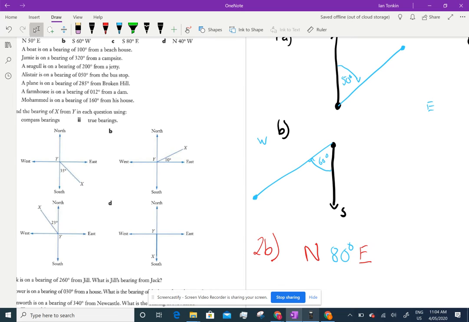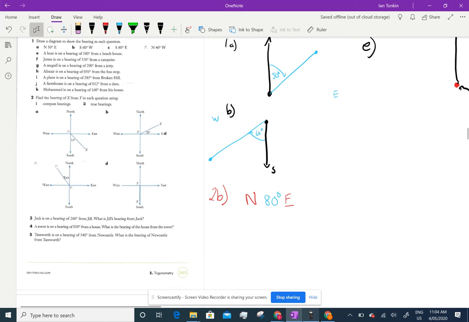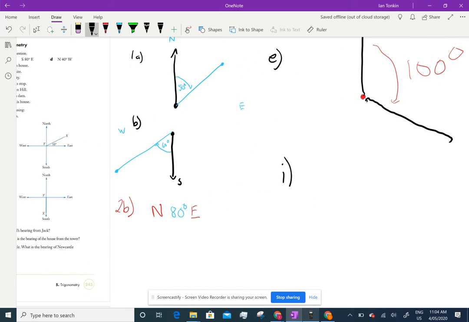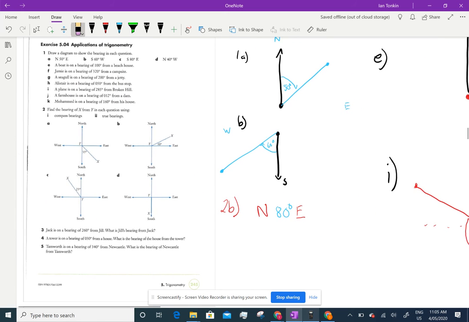Let's get 285. A plane is on a bearing of 285 from Broken Hill. Plane is on a bearing. So this is I. So I go I. Draw a north. That's your first thing. North, put a dot. It's a bearing of 285. Well, I know that that's 270. So if I go all the way around here, that's 270. I have to go a bit more. So my bearing is going to be there. And that is 270. Was it 270, 275? 285.